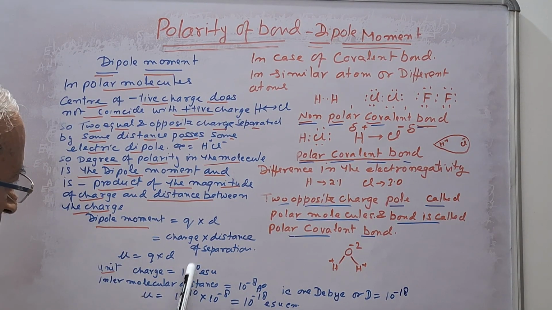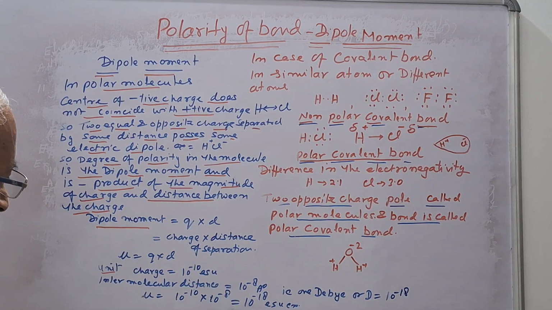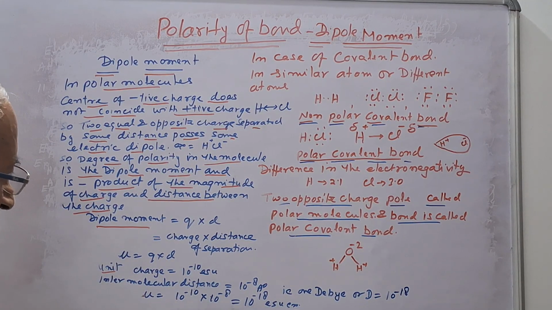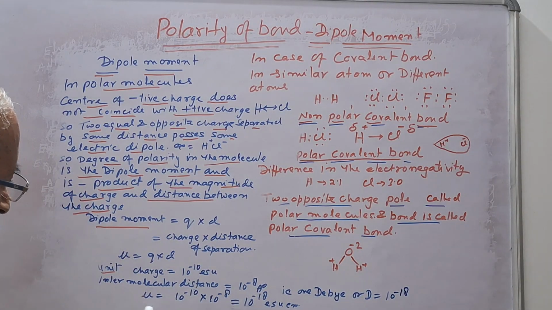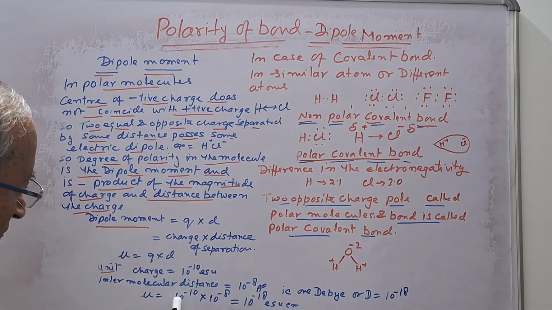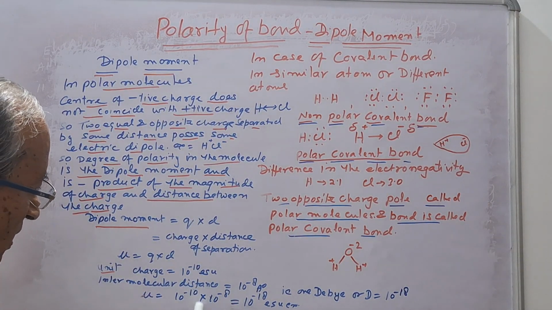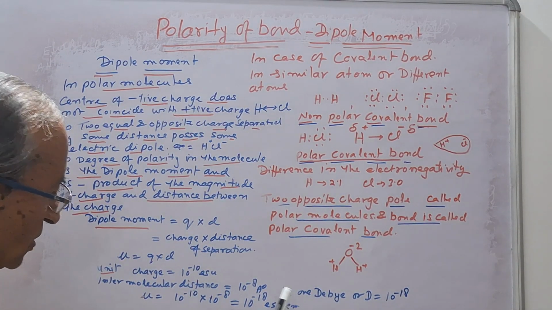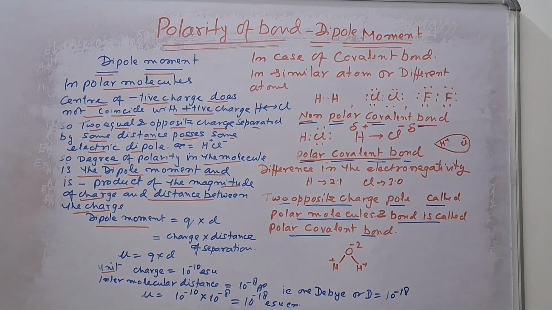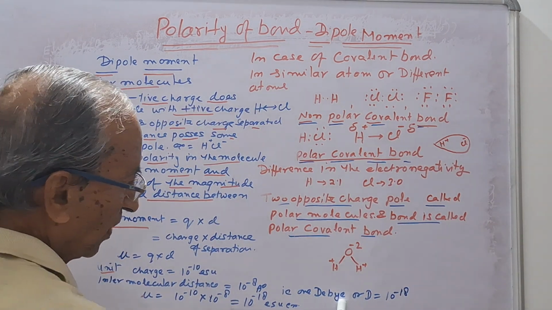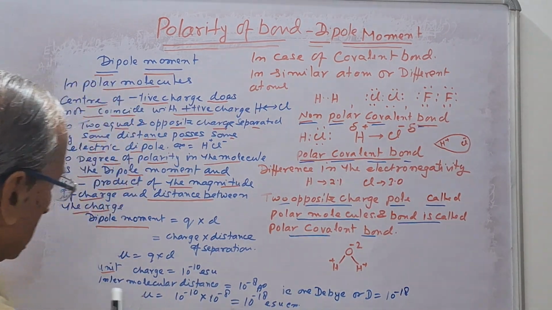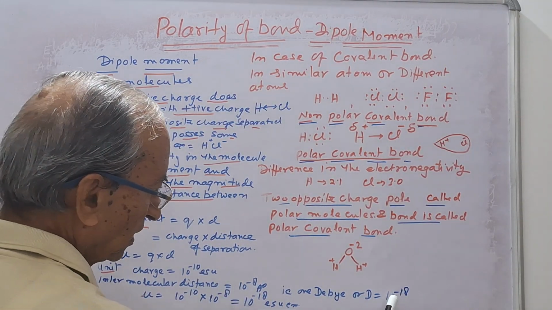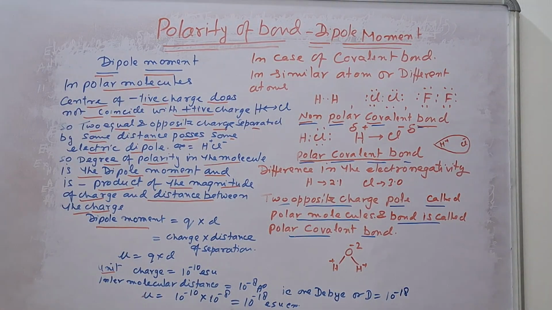Here charge is 10 power minus 10 esu and the intermolecular distance is 10 power minus 8 Angstrom. So, the dipole moment is equal to 10 to power minus 10 into 10 power minus 8, that is 10 power minus 18 esu centimeter, and it is also known as the Debye or D. So, dipole moment in the case of the HCl is 10 power minus 18.